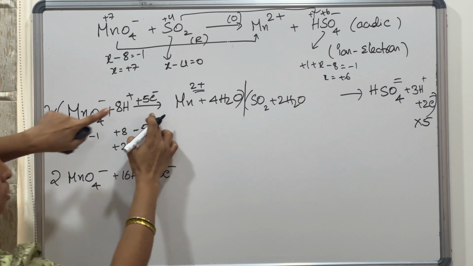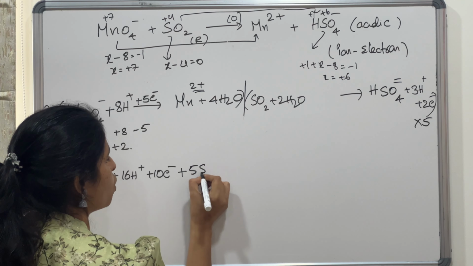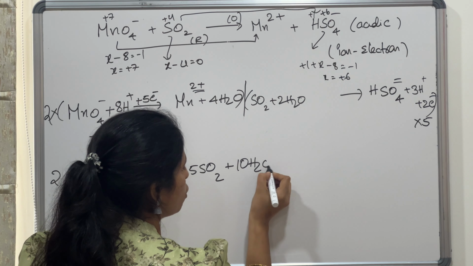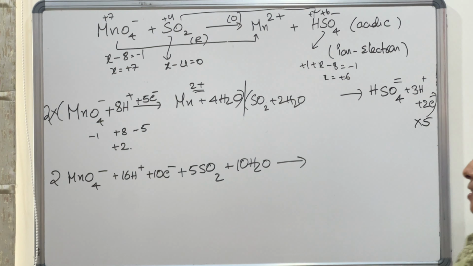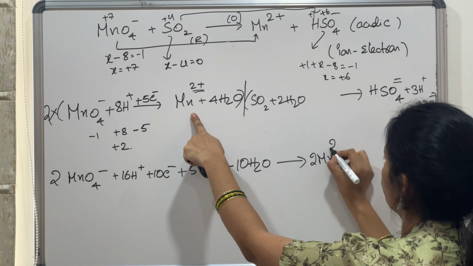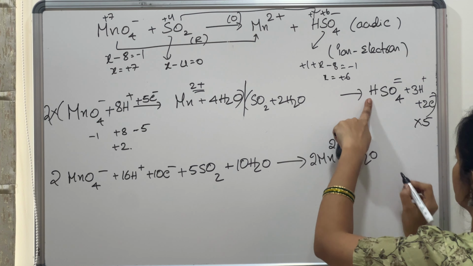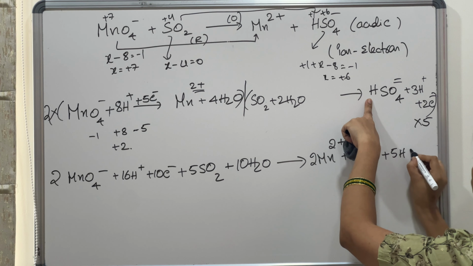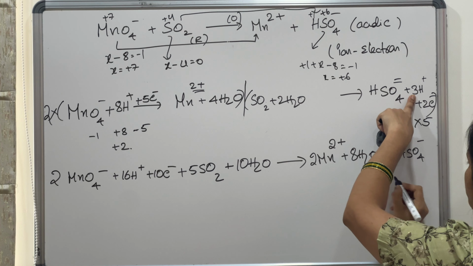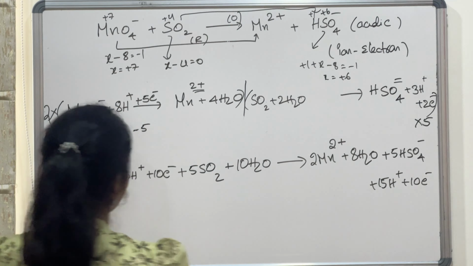This side we have completed, no? Now come to this side. So 5 into SO2 plus 2 5s are 10 H2O. So we have completed one side and another side. So here 2 Mn2 plus, 2 into 4, 8 H2O this side, and come to this side, plus 5 HSO4 minus, 5 3s are 15 H plus, plus 10 electrons. Okay. Now look for the cancellations.